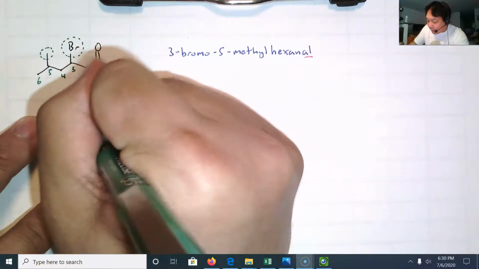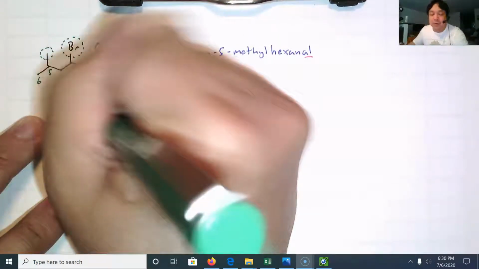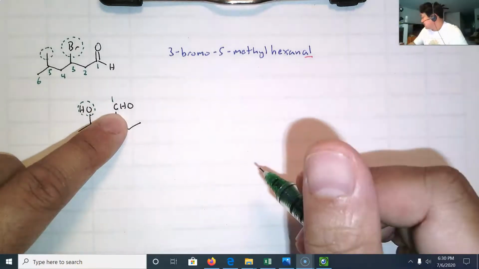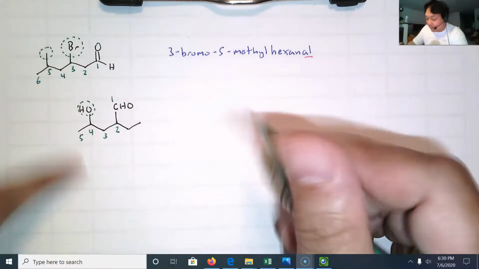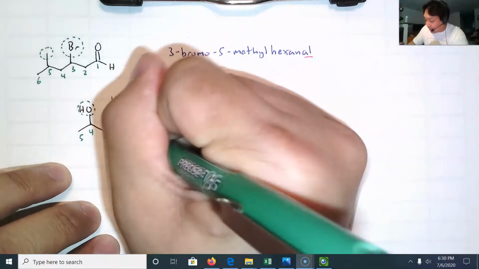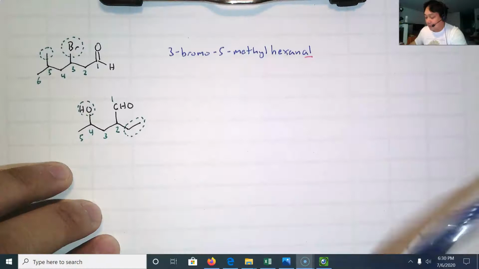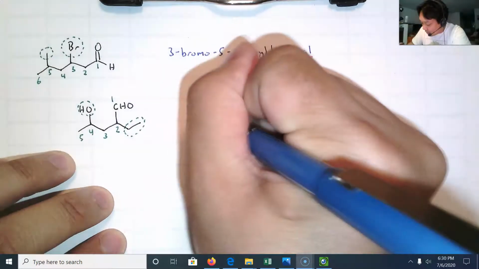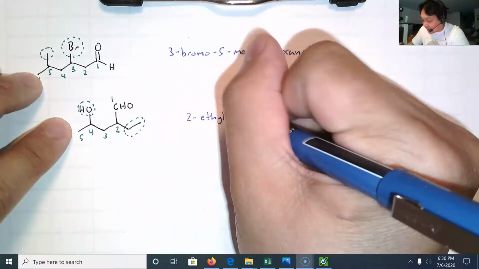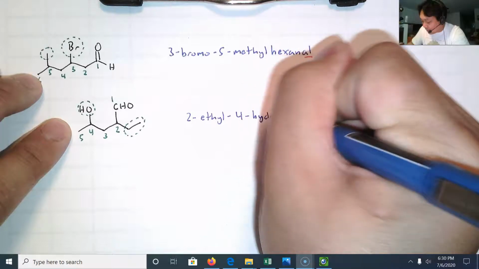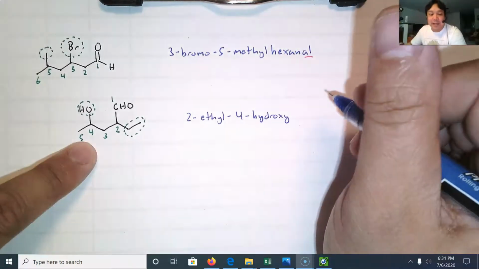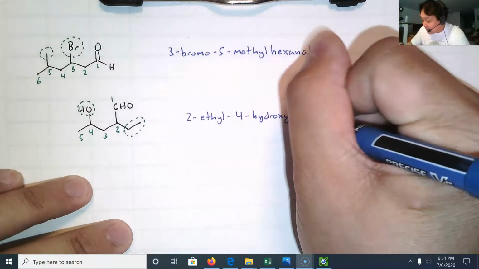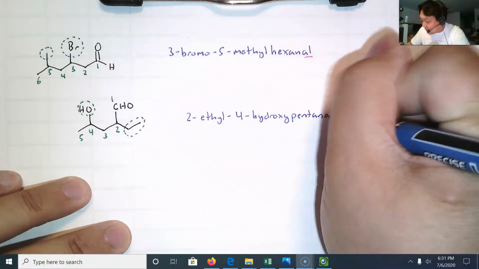2, 3, 4, 5. This OH group would normally make the molecule an alcohol, but since the carbonyl takes precedence, we're going to call this a hydroxy group. And then our other substituent is this one right here. Alphabetize: 2-ethyl, 4-hydroxy. 5 is pentane. You remove the E and you add Al. 2-ethyl-4-hydroxypentanal.